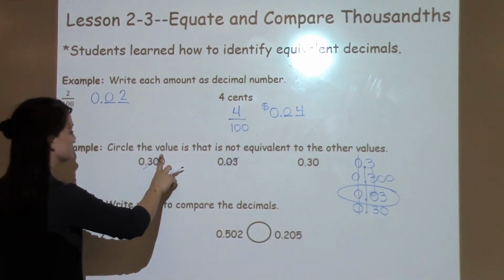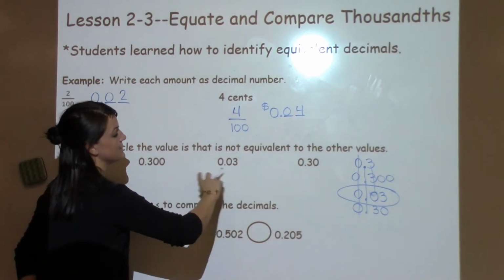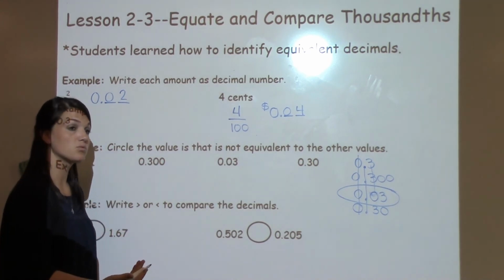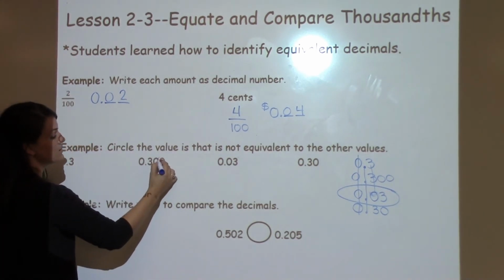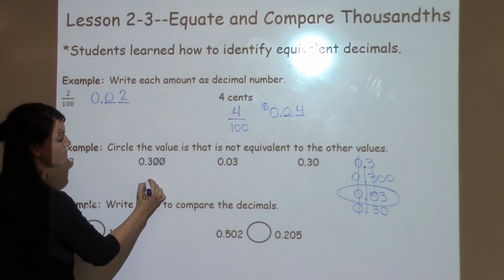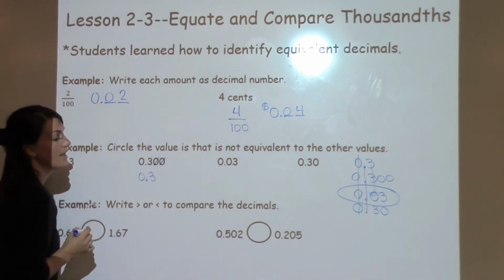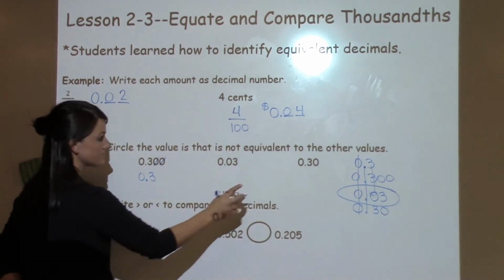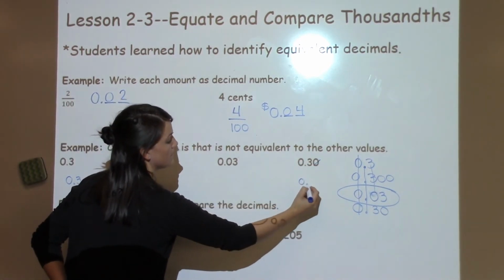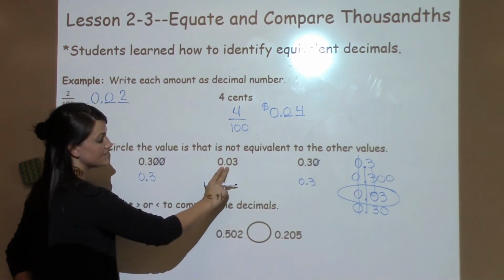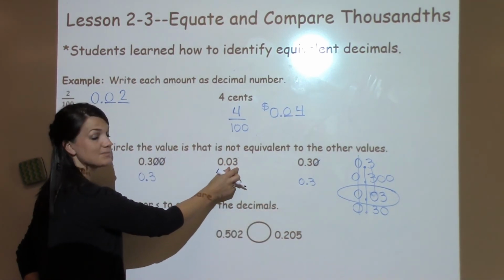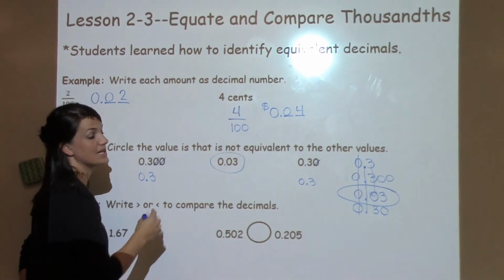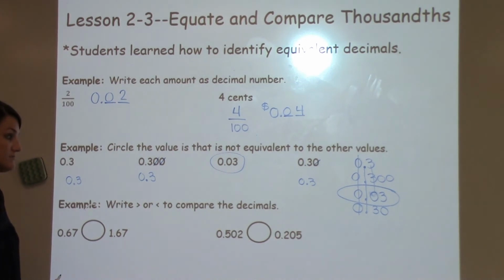Another strategy that students could use is to look at zeros. If there are zeros on the end of a decimal number, they could roll off to make an equivalent fraction. So these 2 zeros could roll off to be that decimal, which is the same as this decimal, 3/10. This 0 could roll off to be 3/10 as well. This 0 here cannot roll off because it's being held in by the decimal point and the 3. So this is the fraction that is not equivalent or equal to the others.